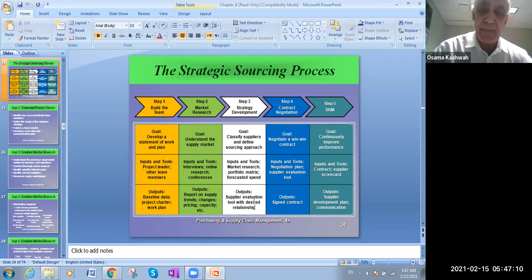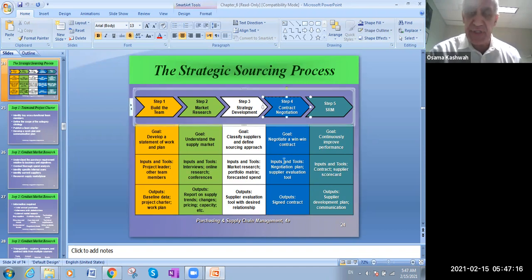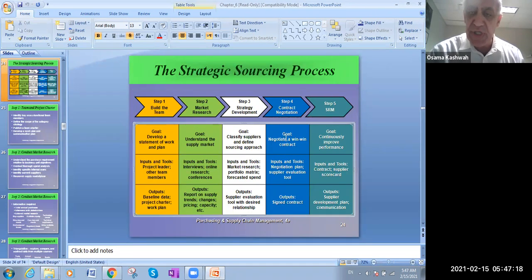Step 4, which is the contract negotiations. Goals: negotiate a win-win contract. We'll try to find a way to have good contracts. Inputs and tools: negotiation plans, supplier and evaluation tools. Outputs: signed contract. We will find a way to get the best contract and sign it.